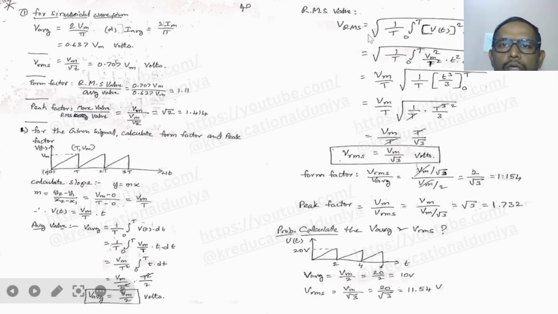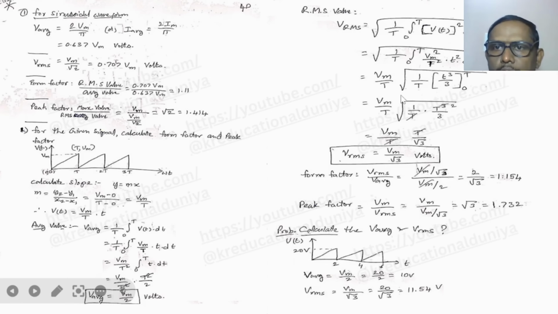RMS value, Vrms equal to under root 1 by T integral 0 to T V of t square dt. So under root 1 by T integral 0 to T, what is V of t? Vm by T. So Vm by T whole square into t square dt. So Vm square by T square into t square. Okay, and here Vm by T we have taken out, Vm square by capital T square is there, so we have taken it out from the under root because it is already in square and the constants will come out.